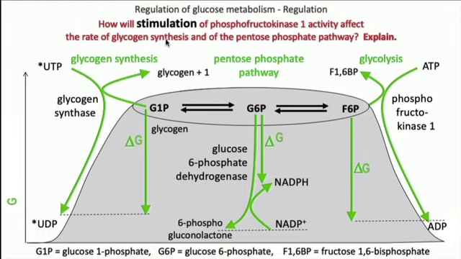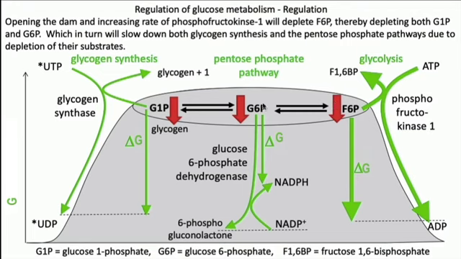Now, instead of inhibiting phosphofructokinase 1, what if you stimulate it? How will that affect the pentose phosphate pathway and glycogen synthesis? Please pause and answer. As you speed up glycolysis, the amount of the substrate fructose 6-phosphate will now be depleted, and it's in equilibrium with glucose 1-phosphate and glucose 6-phosphate, so that all these substrates will equally be decreased, and thereby the glycogen synthesis and pentose phosphate pathways will also be decreased.